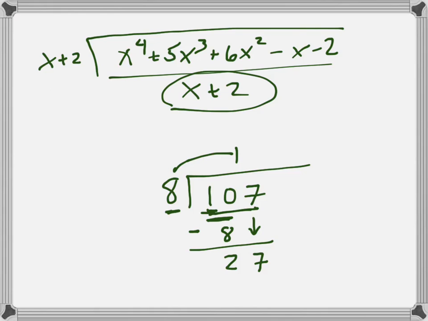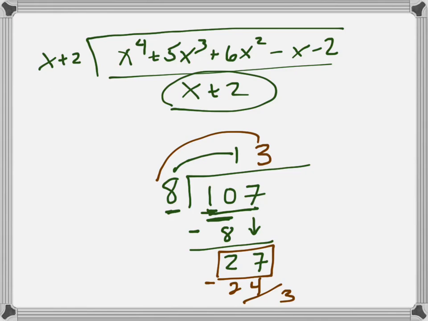I subtract it, and I drop the 7 down, and I subtract it, and I get 2, and then I do it again. How many times does 8 go into 27? 3 times. And what's 8 times 3? 24, and I subtract it, and 3 is left over. Does 8 go into 3? No, so I write 3/8. So 107 divided by 8 is 13 3/8.